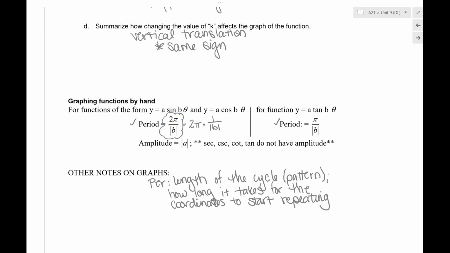Now for tangent, tangent has a period of pi. There we go. So you can think of this as pi times 1 over the absolute value of b, because of course it's the same thing, but I will always write it like this. And we say absolute value of b because sometimes there's a horizontal reflection. Okay, and that means that it's going to obviously flip over the y-axis. So we don't really care about the reflections when we're changing the period of our function. That's why it's the absolute value.